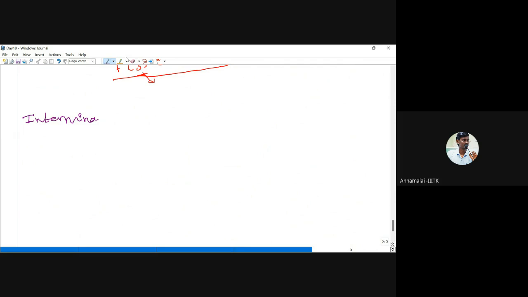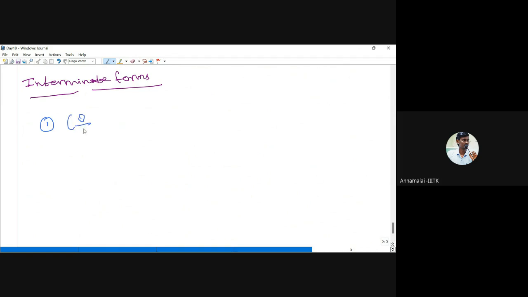Indeterminate form. So the first indeterminate form is 0 by 0. Okay. So the first indeterminate form is the 0 by 0 form. So that is what the theorem says. First theorem.